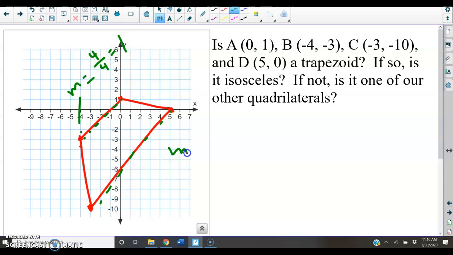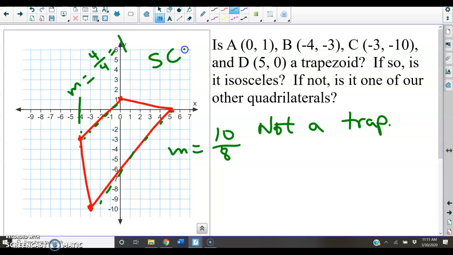Okay, for this one, we are rising 10 and running 8. So it's not a trapezoid. Okay, it's not a parallelogram, so it can't be a parallelogram, rectangle, rhombus, or square. This is what I would call a scalene quadrilateral. It has no properties that would make it one of our special quadrilaterals.